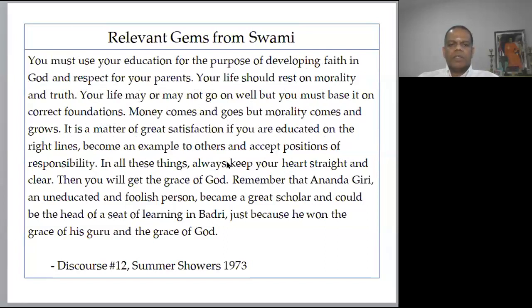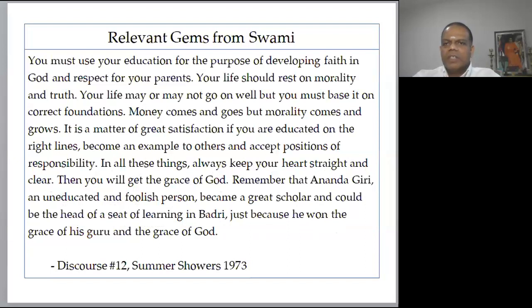Become an example to others and accept positions of responsibility. In all these things, always keep your heart straight and clear. Then you will get the grace of God. Remember that Anandagiri, an uneducated and foolish person, became a great scholar and could be the head of a seat of learning in Badri just because he won the grace of his Guru and the grace of God.